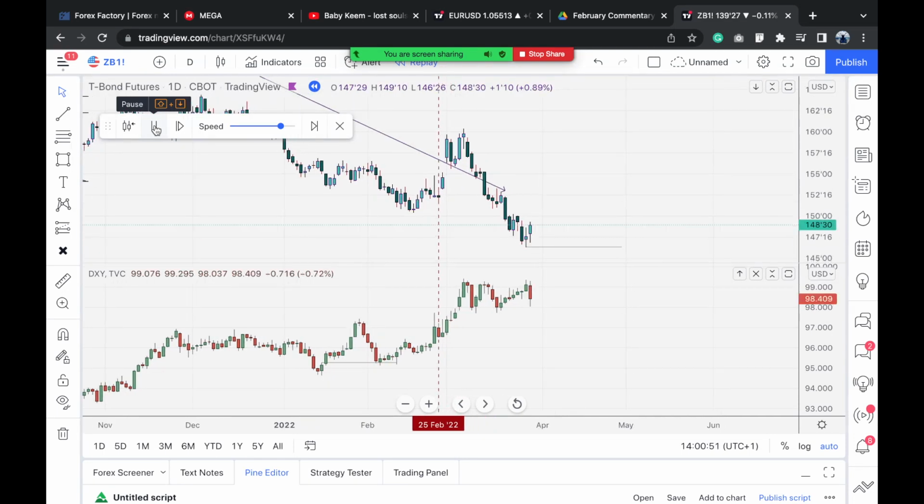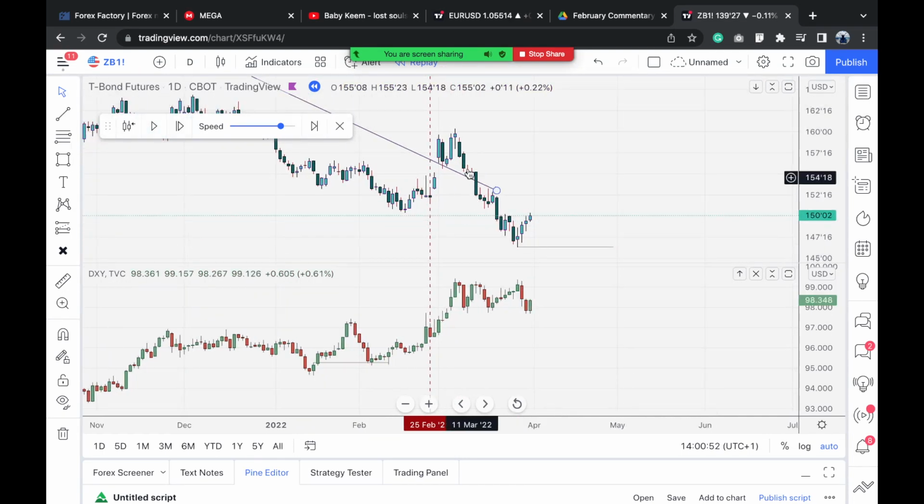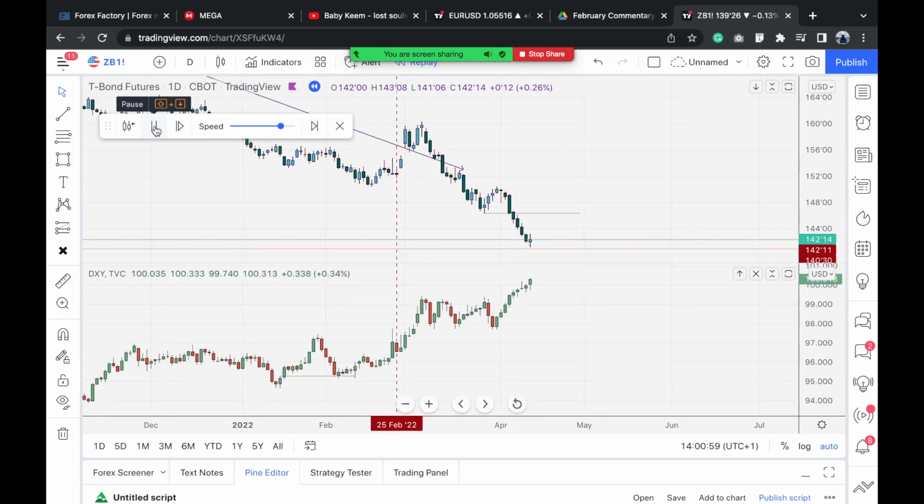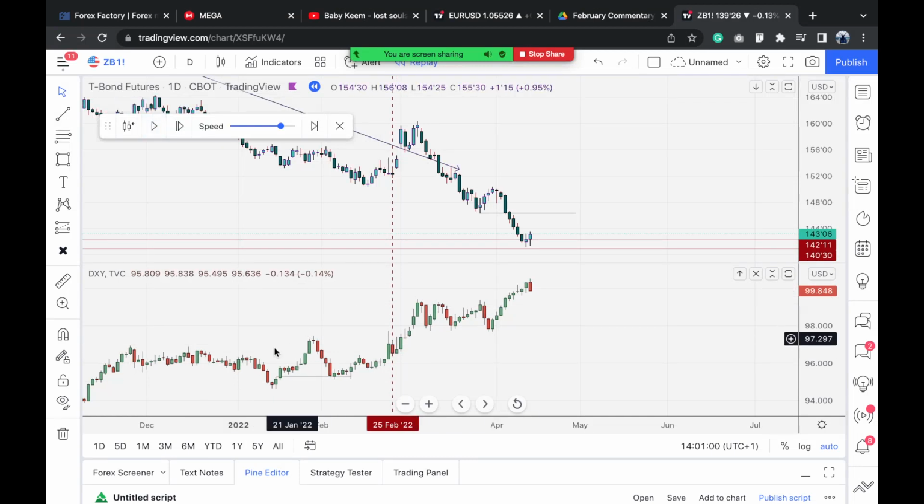and then we see another expansion here. We see lower prices on bond prices, dollar's consolidating, then all of a sudden, boom, we expand to the upside. Again, same situation here. Lower bond prices, dollar's consolidating, we're anticipating bullishness.